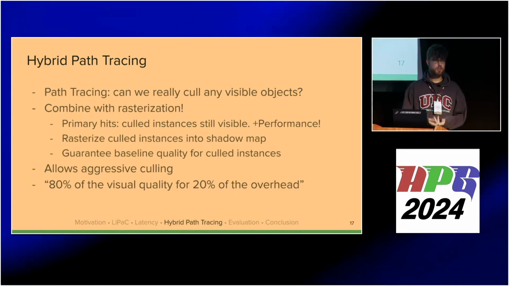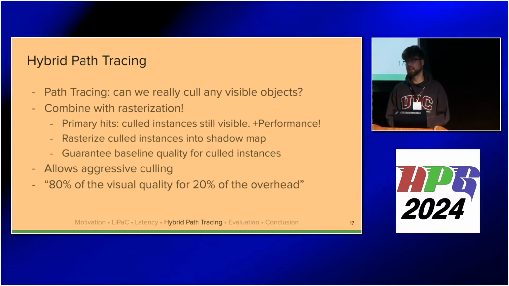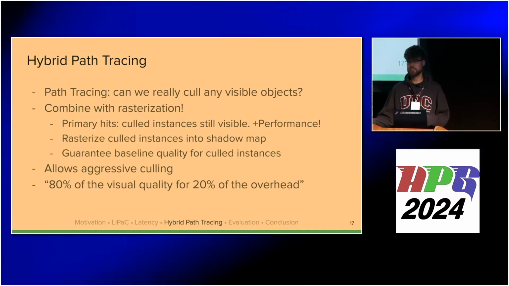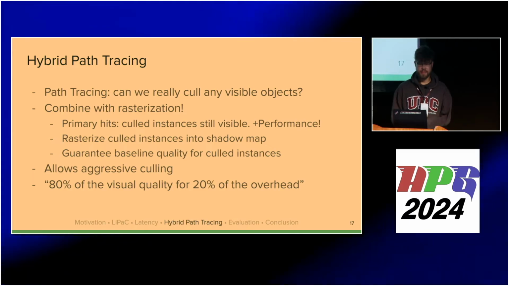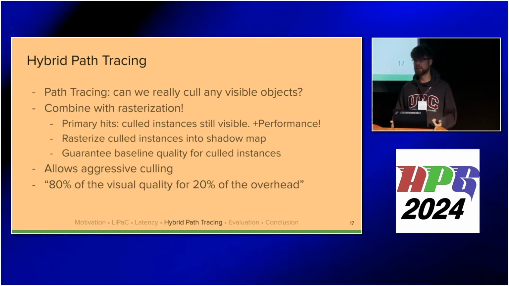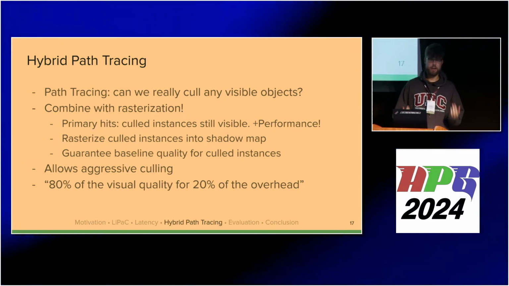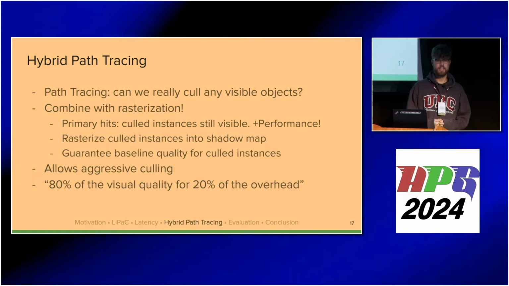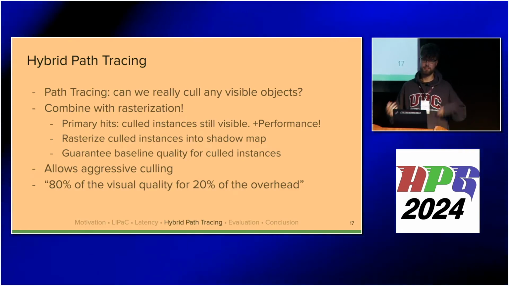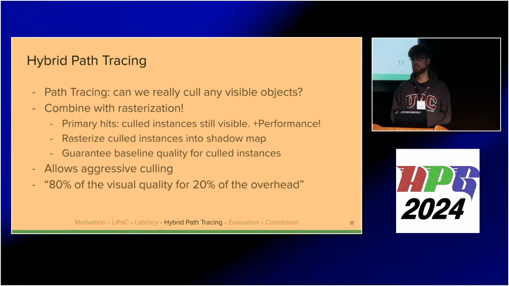And what we also do is that we rasterize the shadows of culled instances into a shadow map. And then during ray tracing, we combine the ray traced shadows with the shadows from the shadow map. And obviously, the shadows from the shadow map will have lower quality, but they are only in place for the instances that are deemed not important, right? And this is only so we can guarantee a visual baseline, that our renderer will never look worse and will not have any artifacts not observable in a traditional rasterizing renderer.